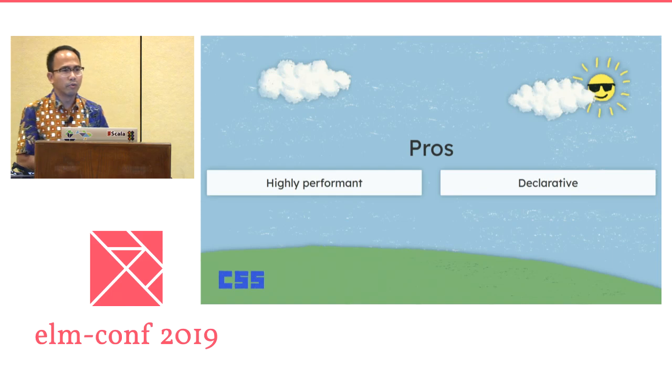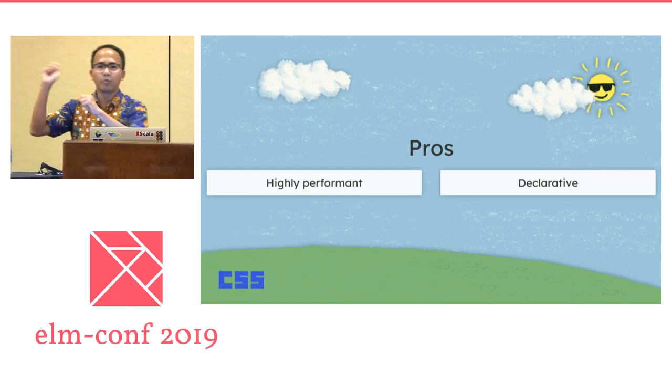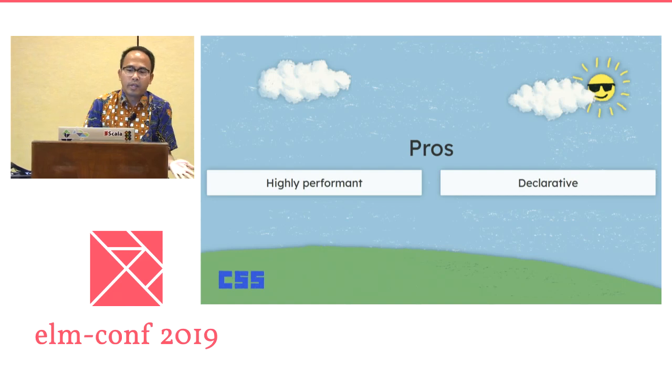And it's very declarative. You look at the code, you know exactly what's going to happen. You know, oh, this thing is going to move here for 2 seconds. So you can already imagine that in your head. You don't have to do the calculation yourself. You just know this is what's going to happen.